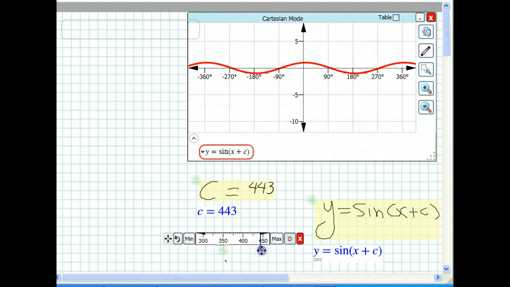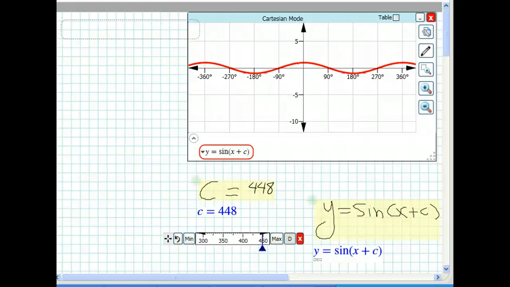And so here we are with c equal to 448 degrees. I had a little difficulty getting to 450, but it's almost at 450. And notice what happens. It looks like the cosine curve again. So if I add 90 degrees, it looks like a cosine curve. But if I add another 360 to that 90, it also looks like a cosine curve.